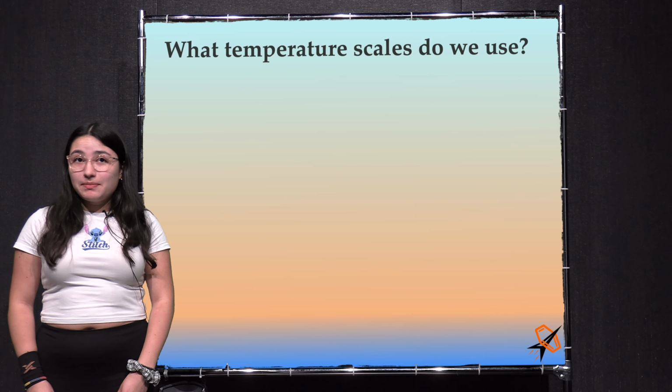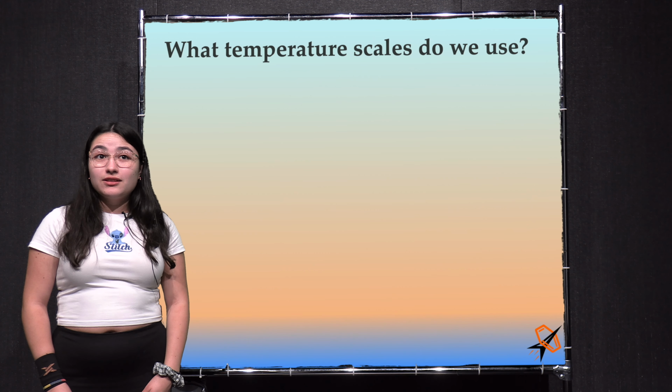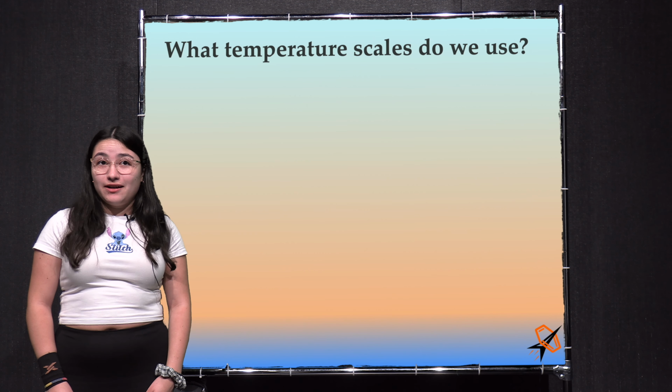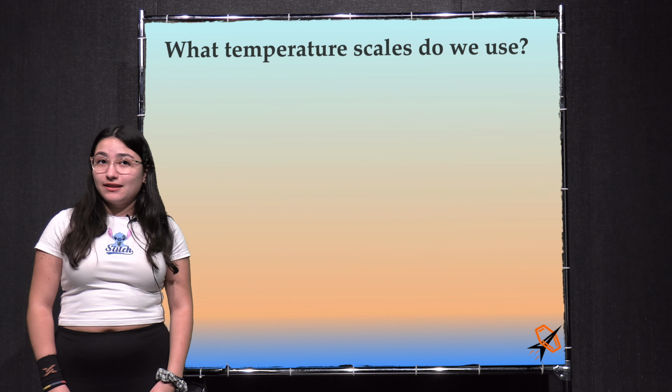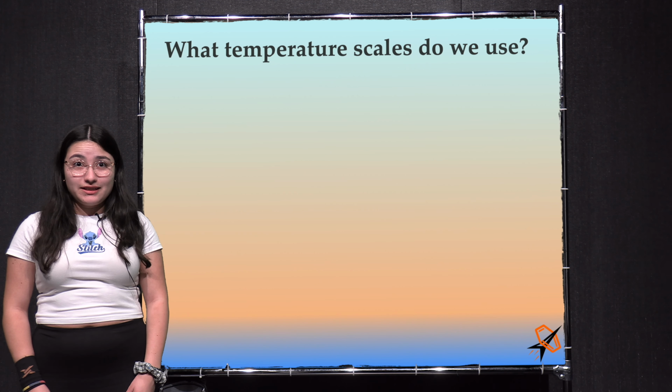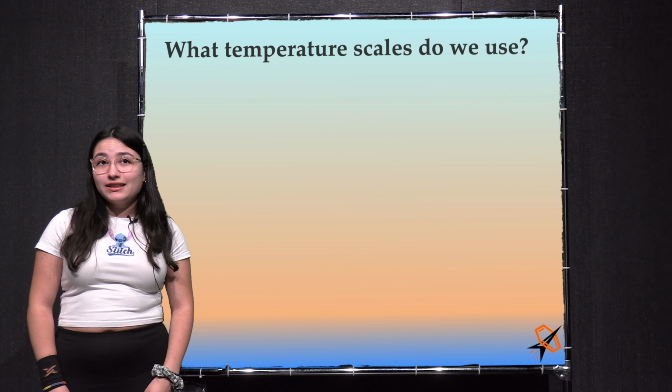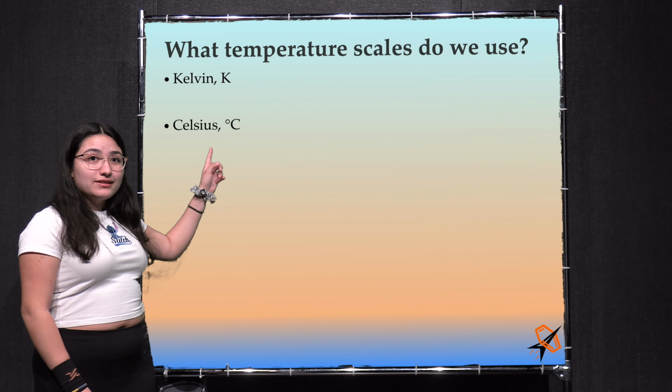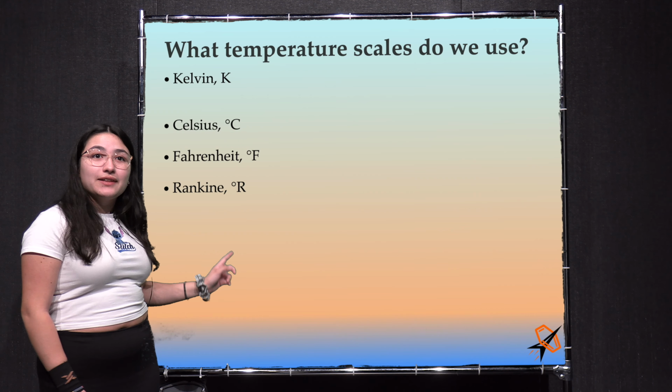Over the years, there have been a lot of temperature scales. The original Celsius scale was upside down. Water boiled at 0 degrees Celsius and froze at 100 degrees Celsius. The four that are currently in use are Kelvin, Celsius, Fahrenheit, and Rankine.